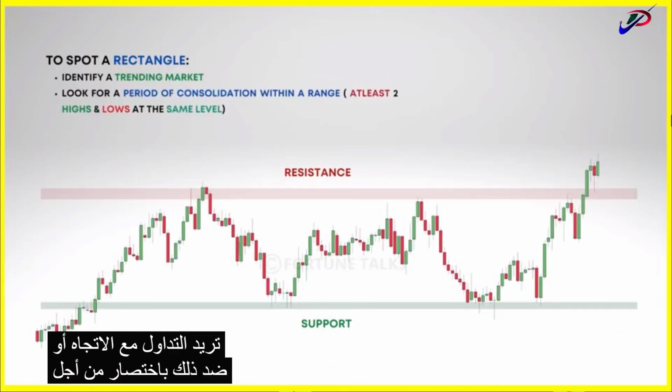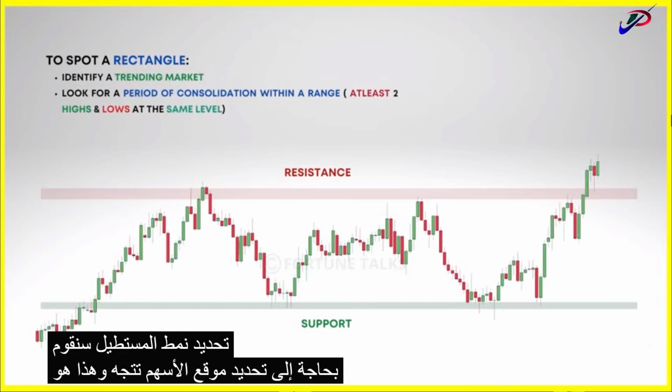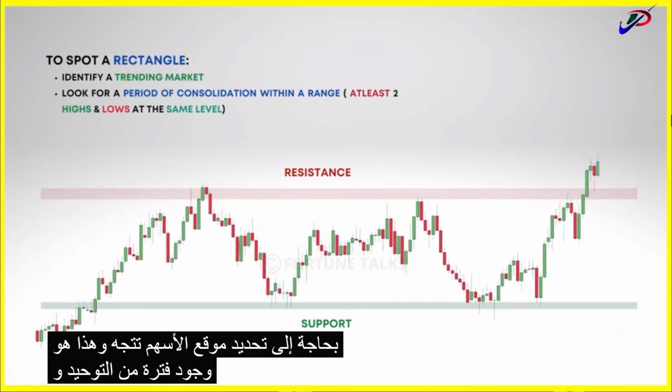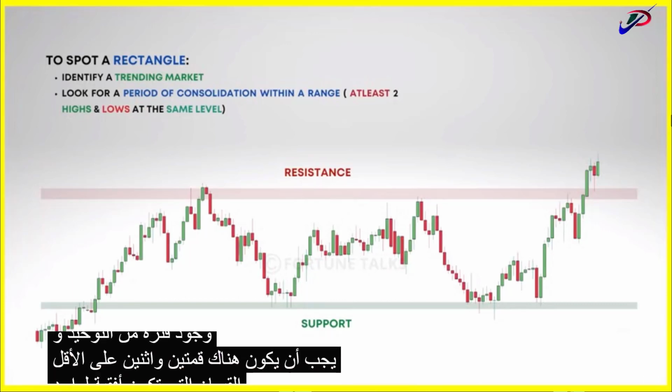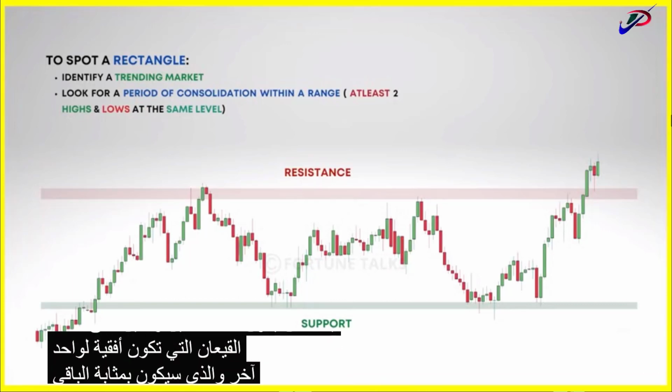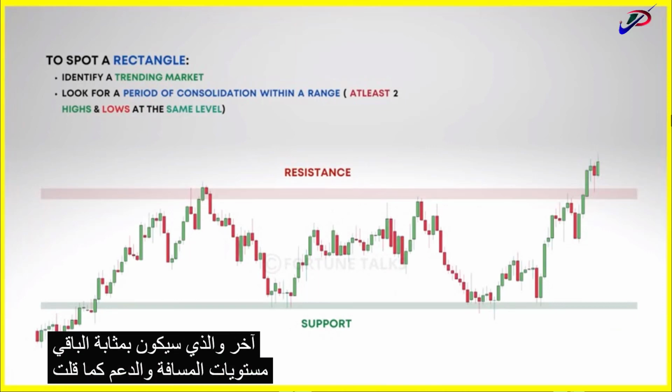So in short, in order to identify the rectangle pattern, we will need to locate a trending stock that is having a period of consolidation. And there should be a minimum of two tops and two bottoms that are horizontal to one another, which will act as the resistance and support levels.